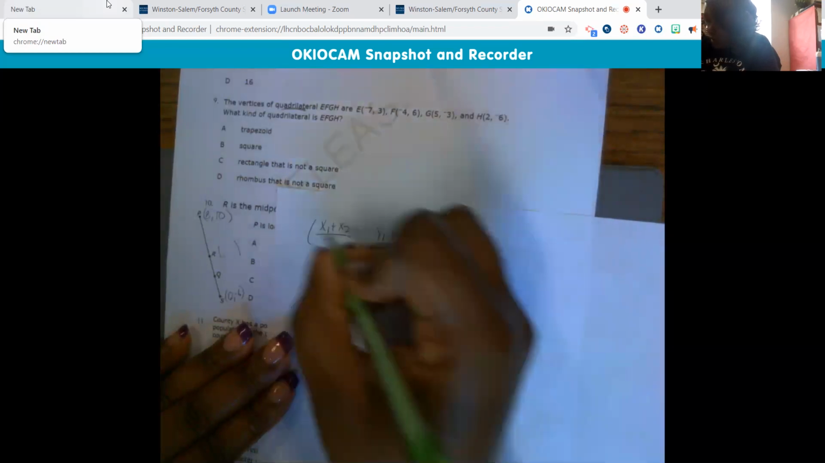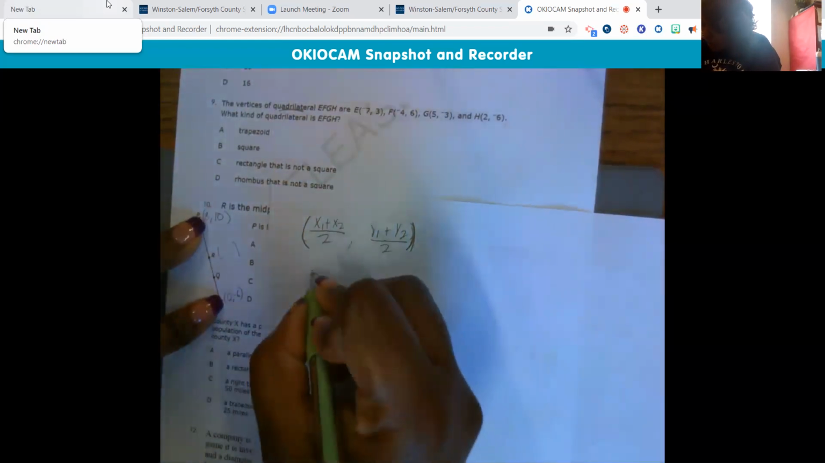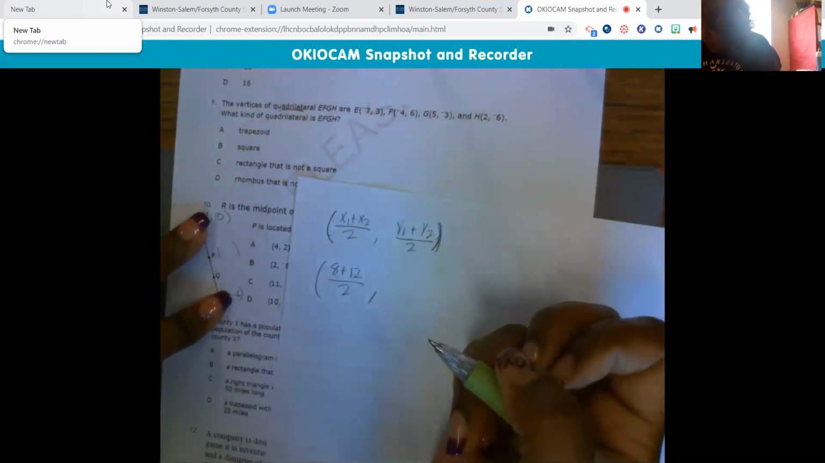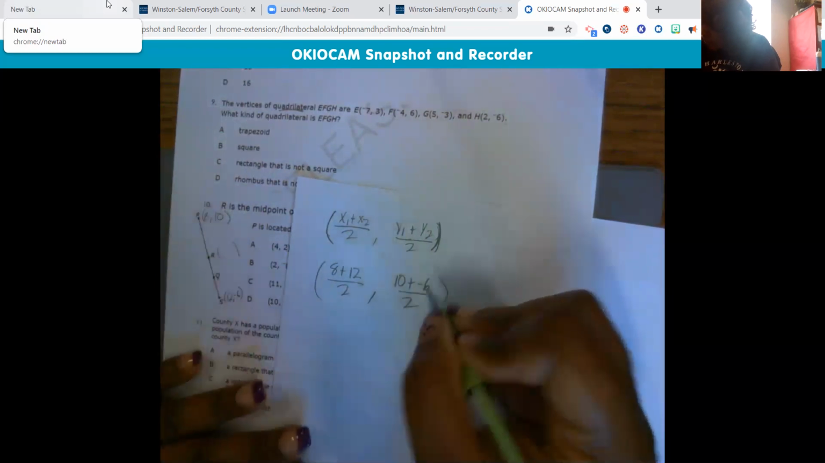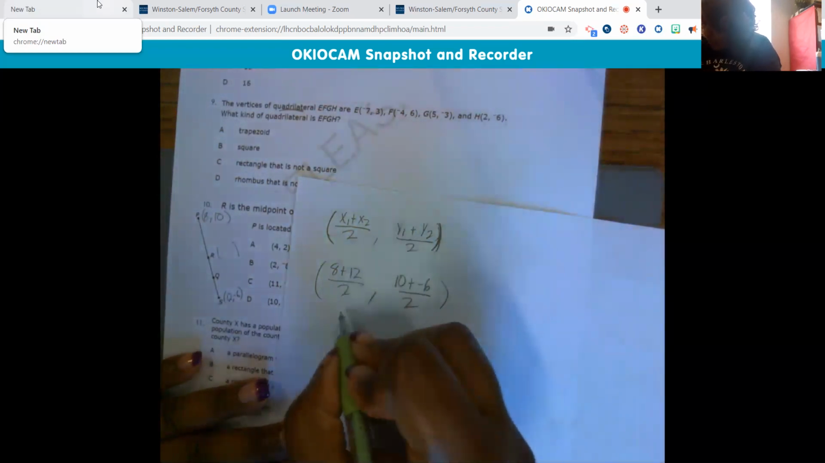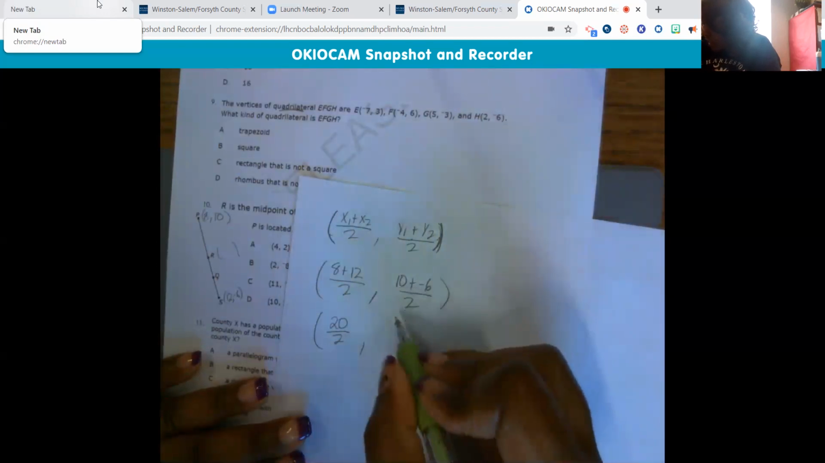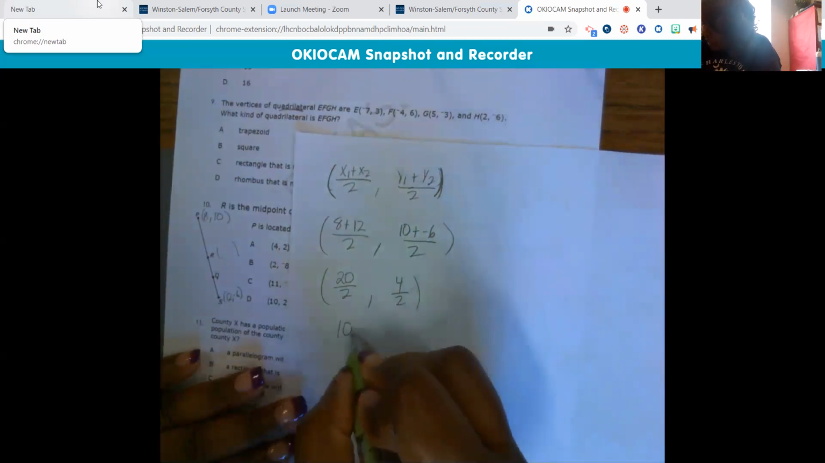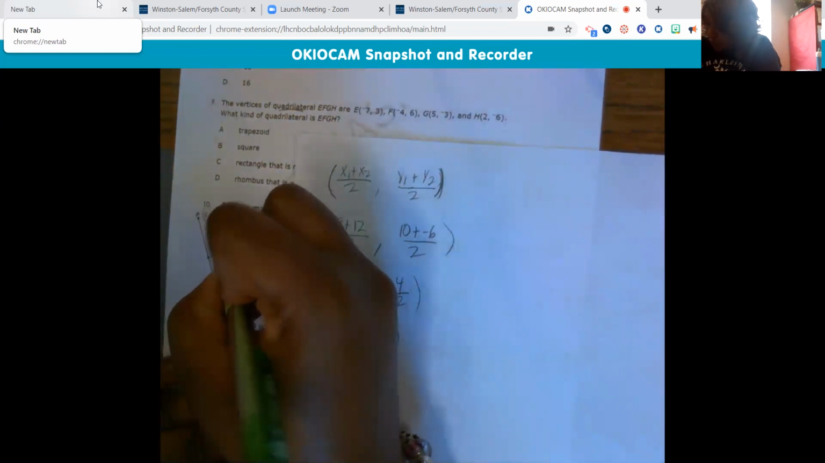Okay, so these are my x's here. So this is 8 plus 12 and divide by 2. These are my y's. So this is 10 plus a negative 6 and divide by 2. So we got 8 and 12, it's going to be 20. So we got 20 divided by 2. And then we got positive 4 divided by 2. So this is going to give me 10, comma, 2.